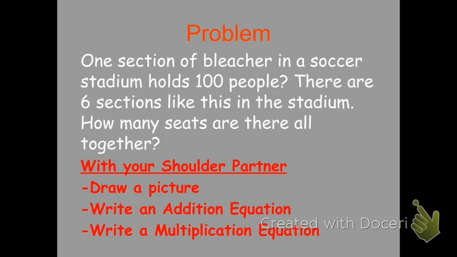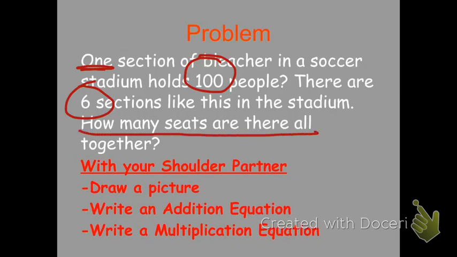So let's look back at the problem so we know what it's asking. One section of bleachers in a soccer stadium holds 100 people. So that's in one section. Another way to say that is each section. And there are 6 sections altogether. The question is asking, I'm going to underline, how many seats are there all together?